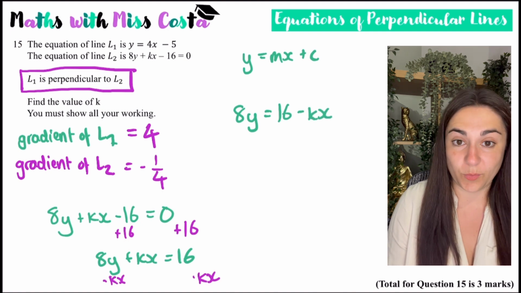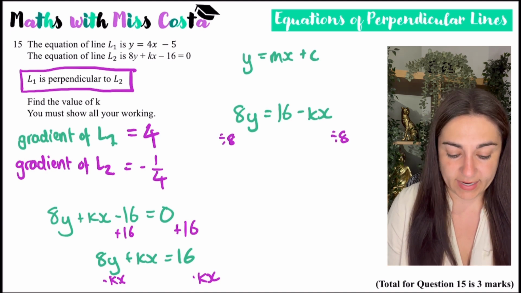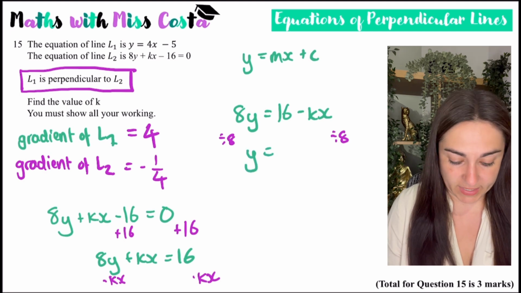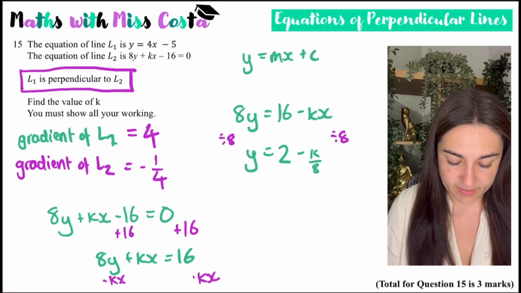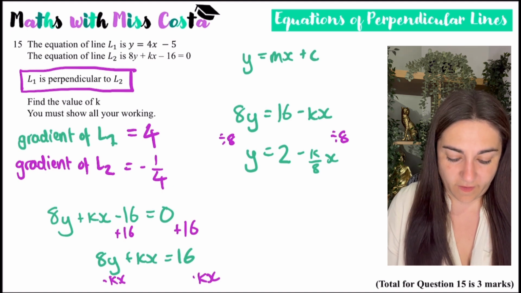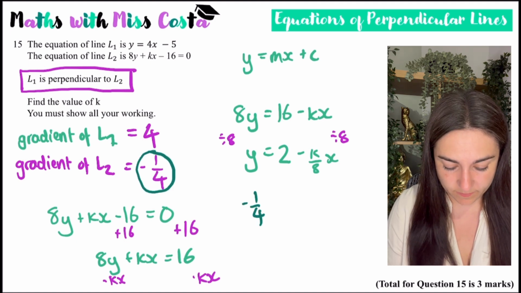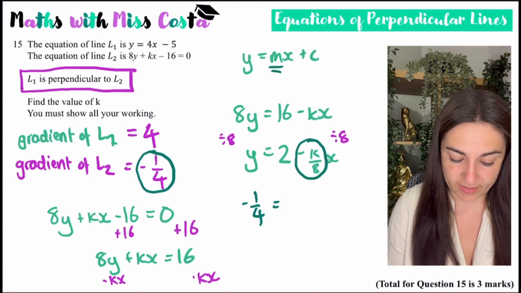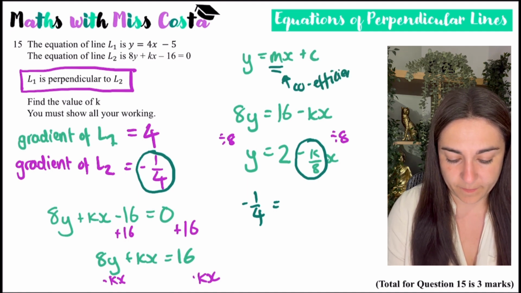And the final part is you don't want 8y, you want it to be in the form y equals. So let's divide everything by 8. And I'm dividing one side, so that means I need to divide everything on the other side by 8 as well. So that would be y equals 16 over 8, which is 2, minus k over 8 x. So I know that the gradient of line 2 is -1/4, and I know that must be equal to m, because the gradient of any straight line is y equals mx plus c, where m is the coefficient of x.